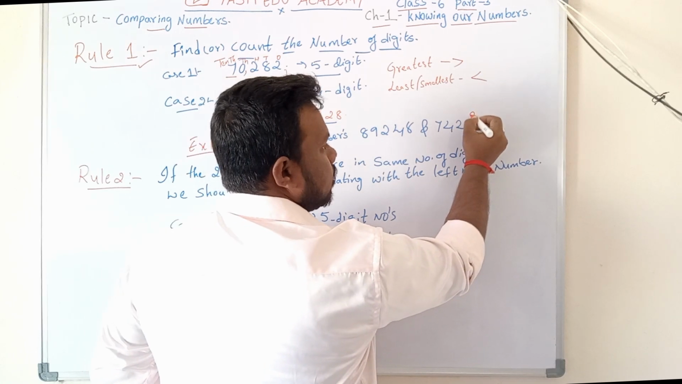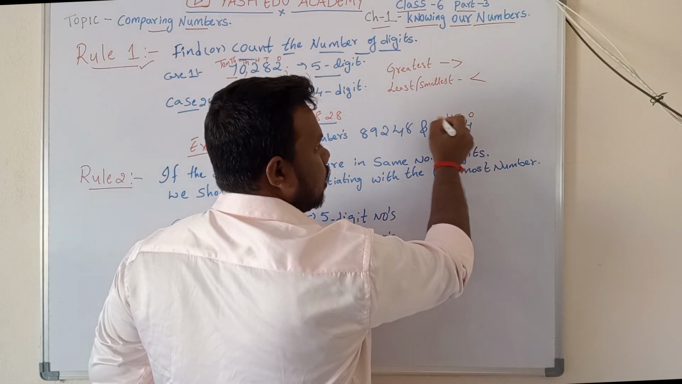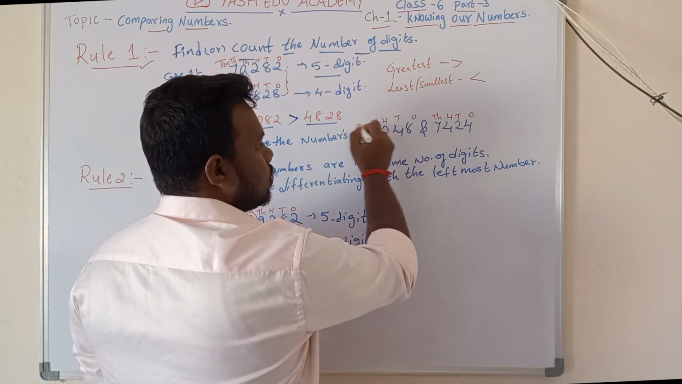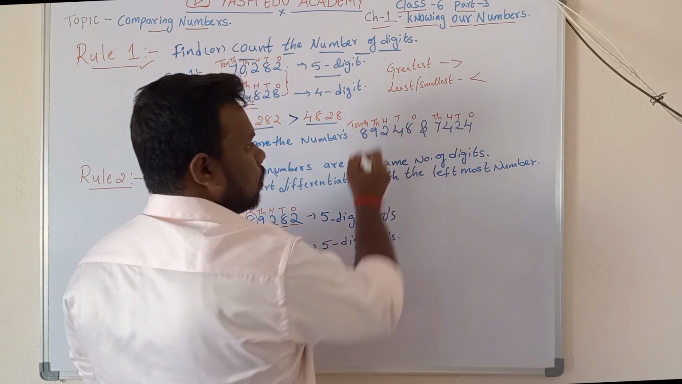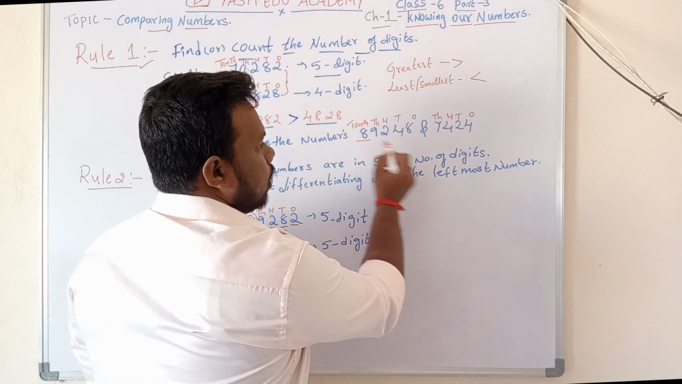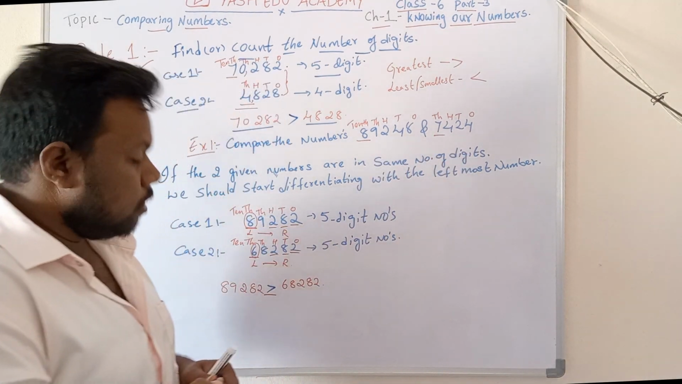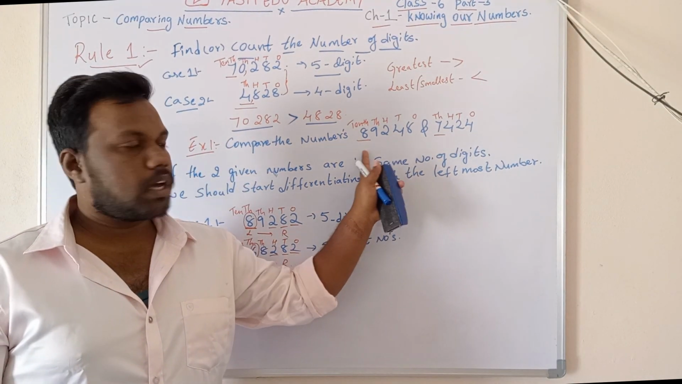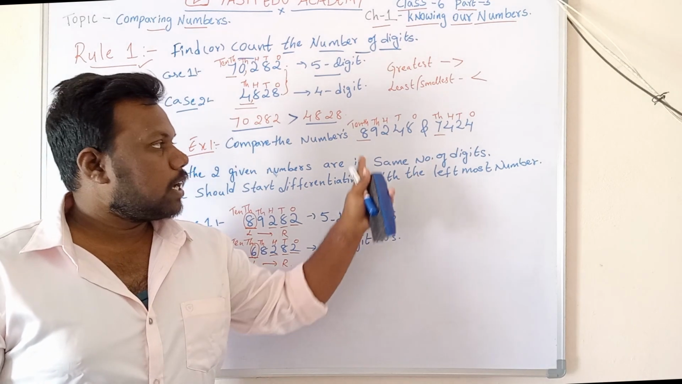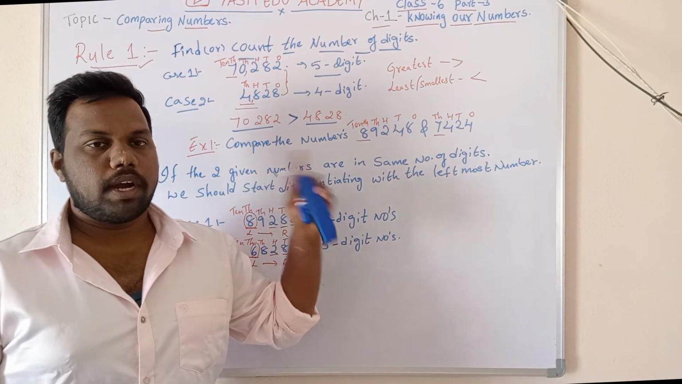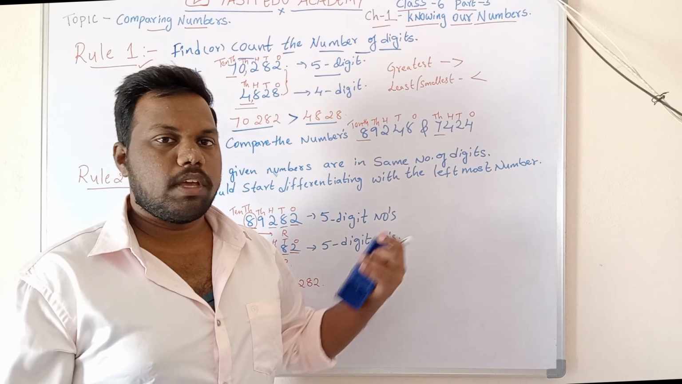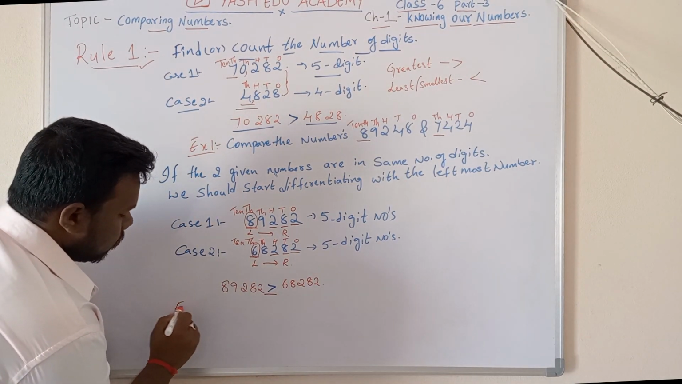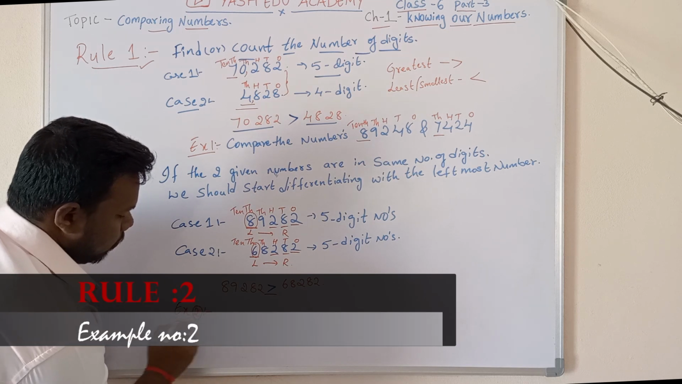First write the place values for the given question: ones, tens, hundreds and thousands here, and ones, tens, hundreds, thousands and 10,000 here. Okay, simple. Now the number of digits varies, so we have done with rule number 1. If the number of digits is different, then we should write the place values and use rule number 1 to find out the greatest and smallest number from the given question.